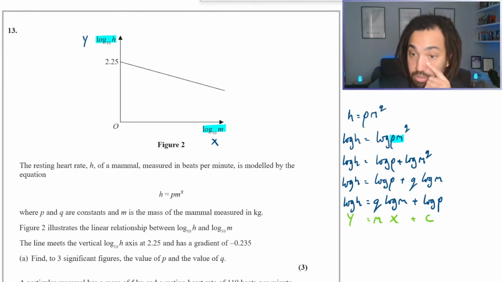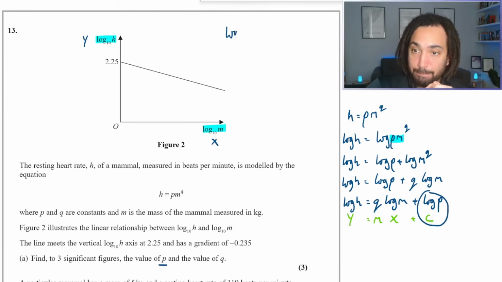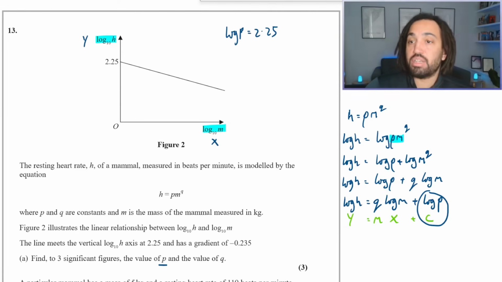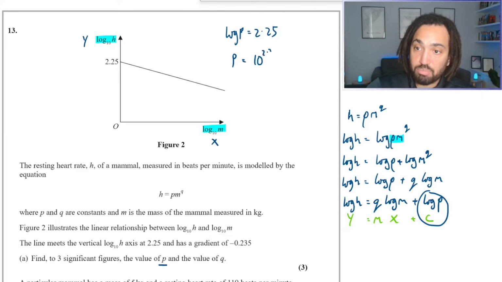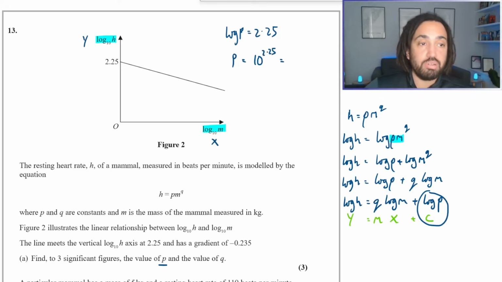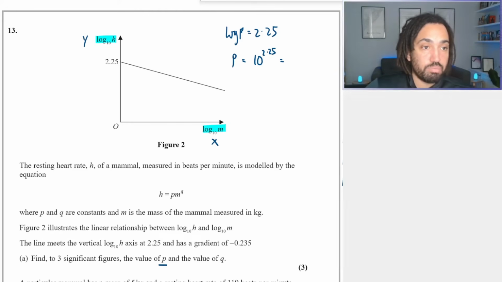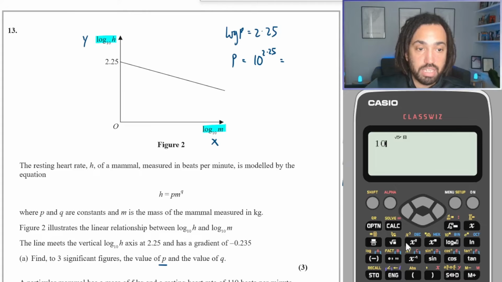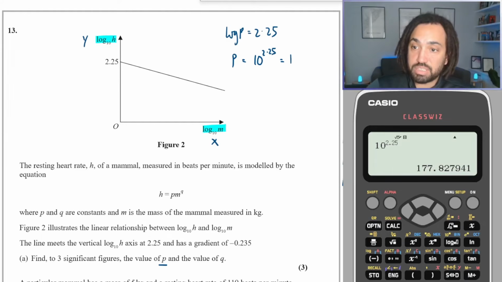Okay, so what does it actually ask us for? The value of p. Well, we can find that over here. So log p is equal to the intercept, which I know is 2.25, because it's equal to the c. So this is base 10, so to remove the log in base 10, I have to do 10 to the power of both sides, like so. So I'll need to do 10 to the power of 2.25, and that is 177 to 3 significant figures, so 178.